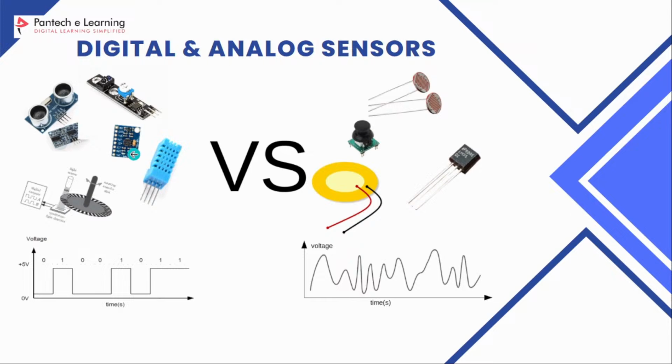A digital sensor produces an output signal that is in the form of discrete values or digits, usually in binary code. Digital sensors typically use an ADC converter to convert the analog input signal into a digital output signal. Examples of digital sensors are optical encoders, proximity sensors and temperature sensors, etc.